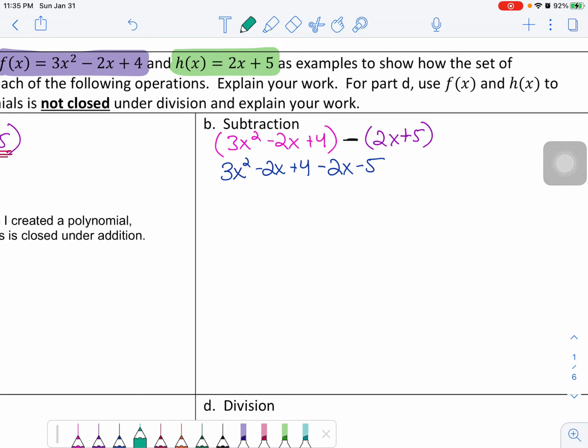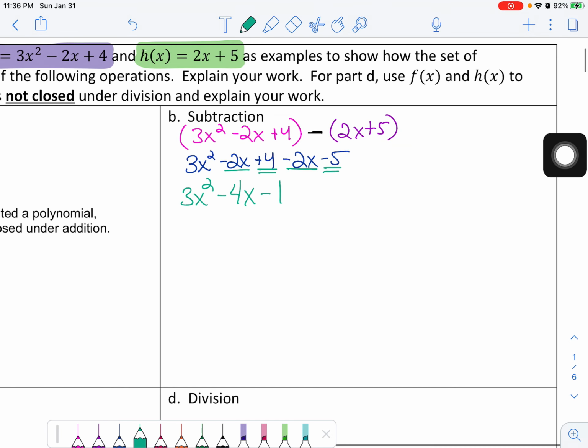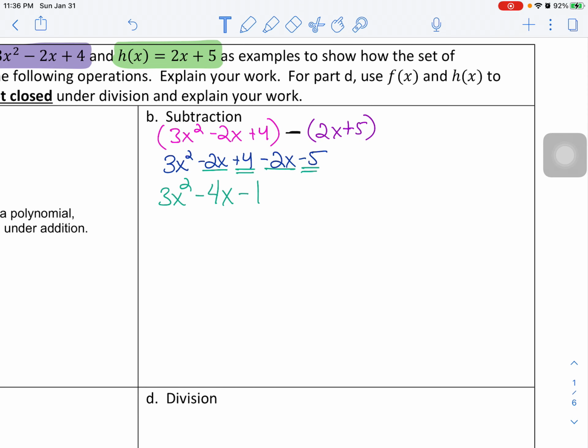Now I'm going to hunt through and look for some like terms. 3x squared has nothing like it, so I'm going to leave it as 3x squared. But now I've got negative 2x minus 2x. Those do not cancel. They become negative 4x. And I've got positive 4 minus 5. If I combine those 2 constants, I'm going to get negative 1. Now, it's nice that I got a 3-term polynomial here, but it doesn't matter how many terms. What matters is when you subtract polynomials, you are going to create a polynomial. That's the part that's important for the closure property.